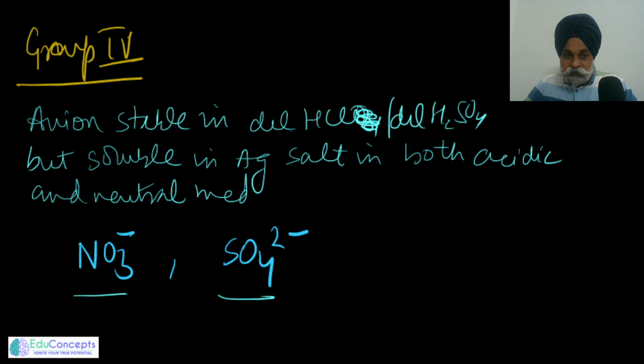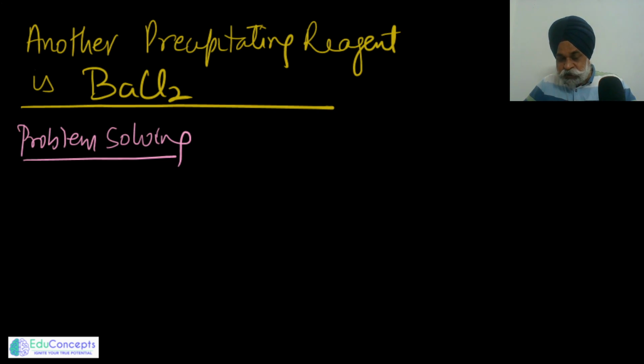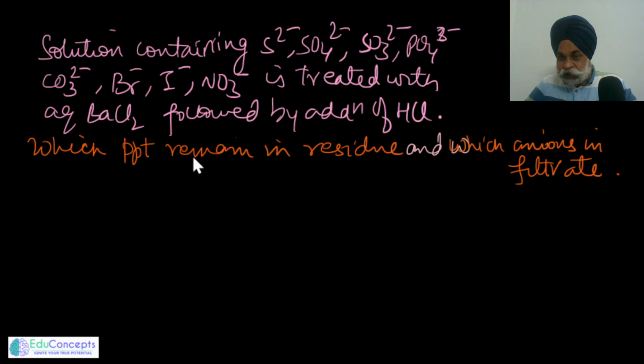Another way, which you can try yourself, is another precipitating reagent, barium chloride. For this I would want you to try this at home, and in the next video I will answer it: if you are given these anions, and into this you add barium chloride followed by addition of HCl.